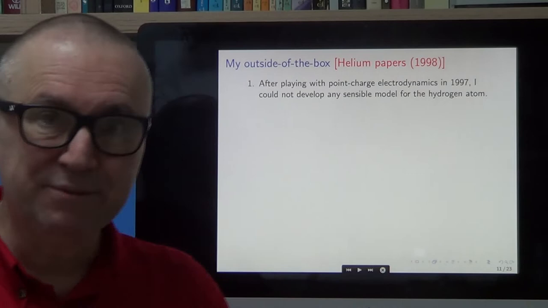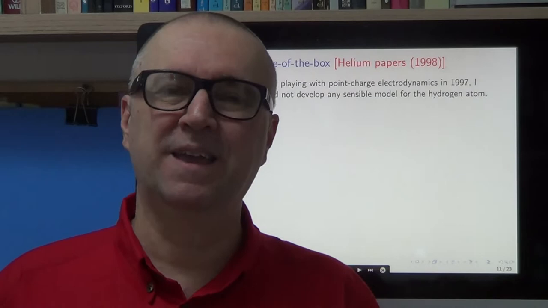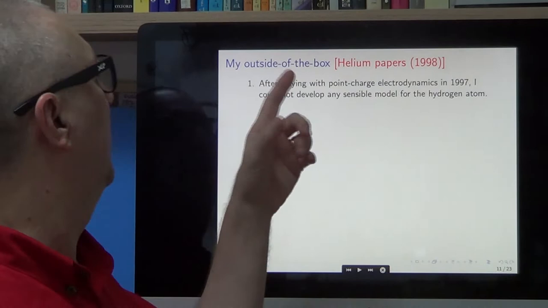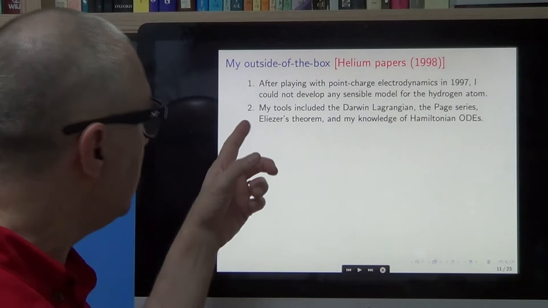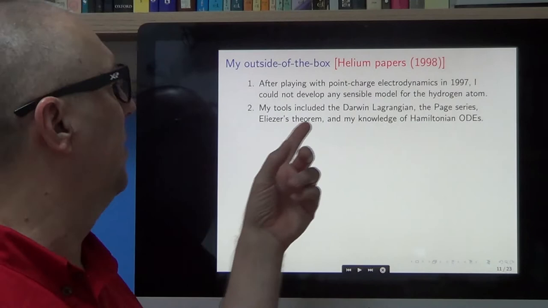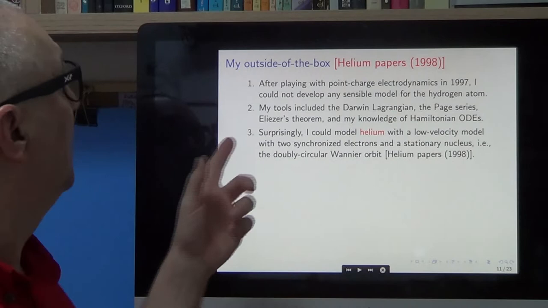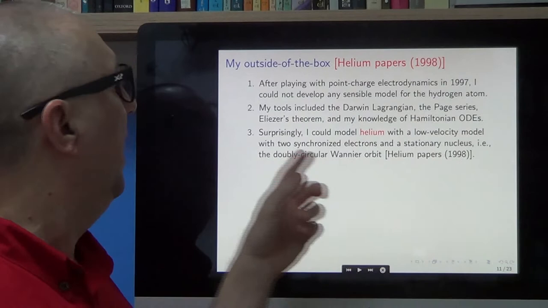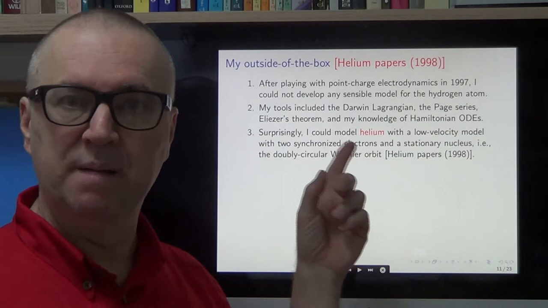But first, let me tell you my humble beginnings. I was playing with electrodynamics. In 1997, after playing with point charge electrodynamics, I could not develop any sensible model for the hydrogen atom. My tools included the Darwin Lagrangian, the Page series, Eliezer's theorem, and my knowledge of Hamiltonian ODEs then. Surprisingly, I could model helium with a low-velocity model, with two synchronized electrons and a stationary nucleus. Actually, it was a perturbed doubly circular Bohr orbit. My papers were about the perturbation of a circular orbit.